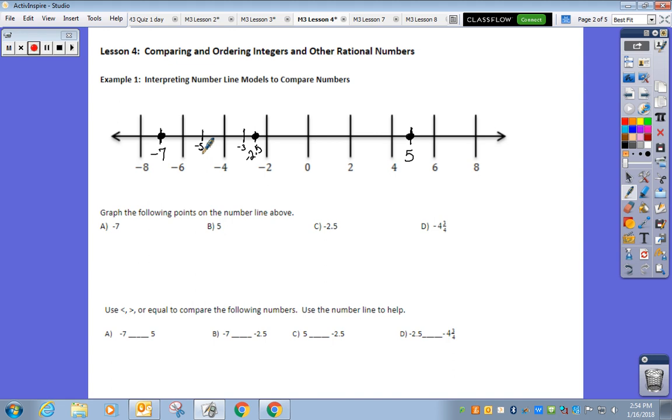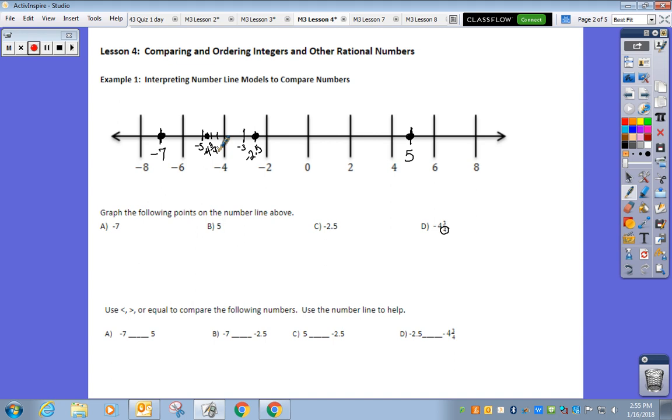What I'm going to do next to pinpoint where this would be exactly is I'm going to use the idea that my denominator is 4 here. So I'm going to split in between -4 and -5 into 4 equal sections with 3 lines. Directly to the left of -4 would be -4 and 1/4, then -4 and 2/4, and then -4 and 3/4. It would be closer to the -5 than to the -4.